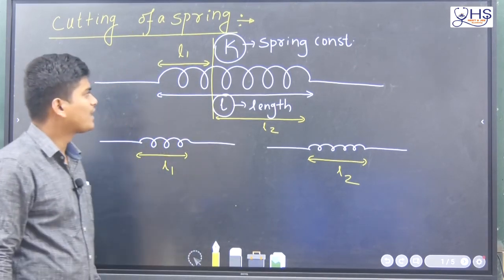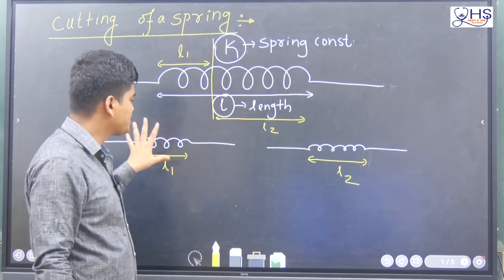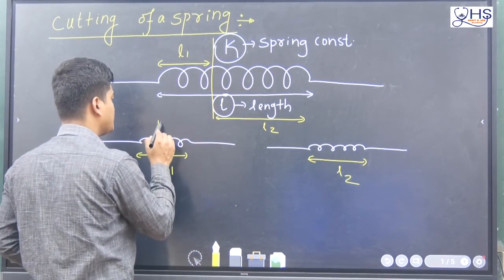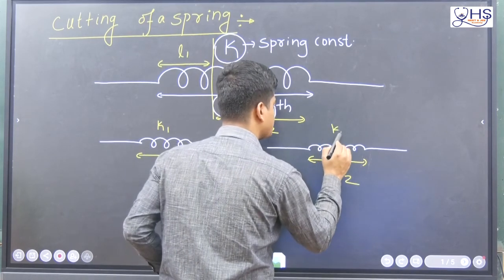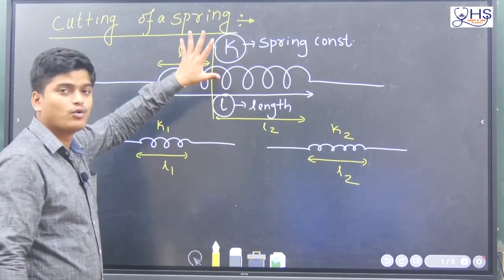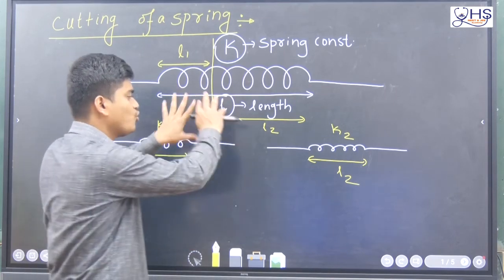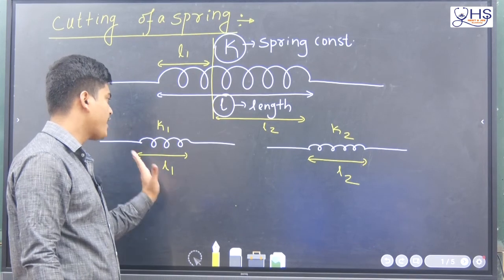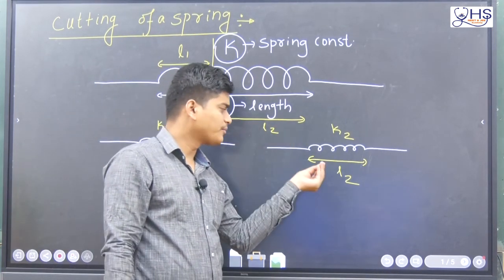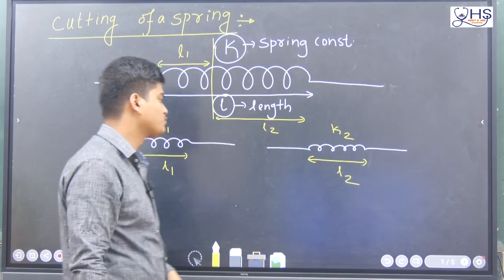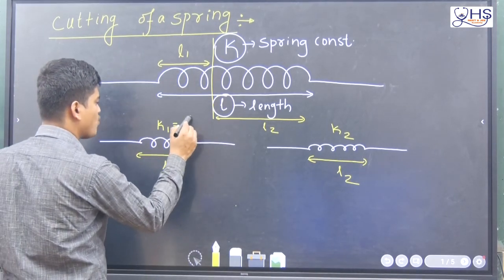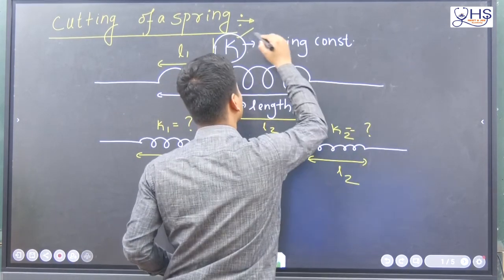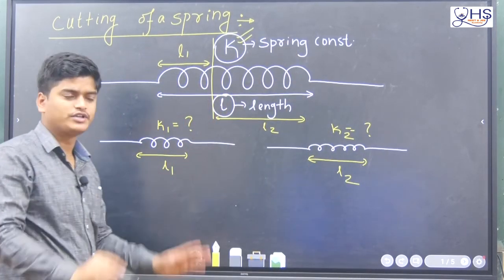So if you do that, then what will happen? Now the spring constant K will change for this spring and also for this spring, so it will be different. For this spring I can write it as K1, for this one K2. So one spring is cut into two parts: one part has length L1 and spring constant K1, another part has length L2 and spring constant K2. Now we need to find what K1 is in terms of K, and what K2 is in terms of K. So this is what we need to find.